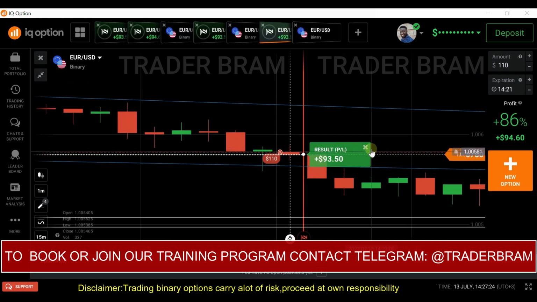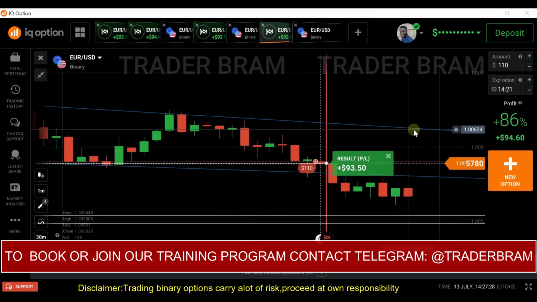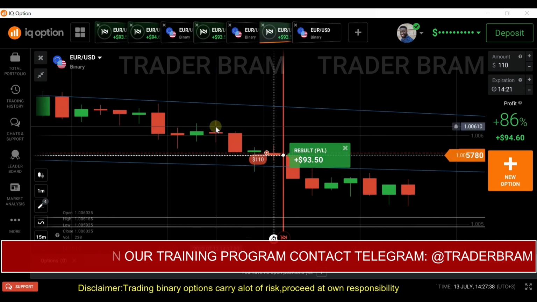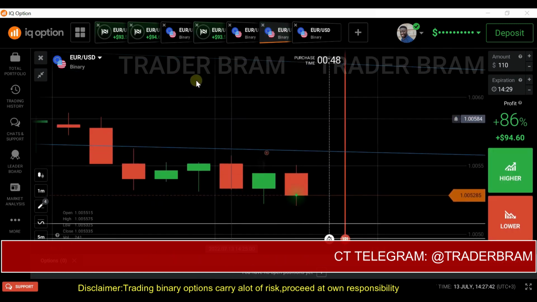On this other trade, I did a put option because we are in a downward movement. We had a buyer's candle which came and tested this trend line but got a rejection. So I expected at least the sellers to continue pushing more down to this level. That's why I did a put option on that trade.